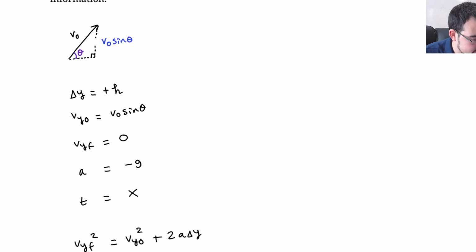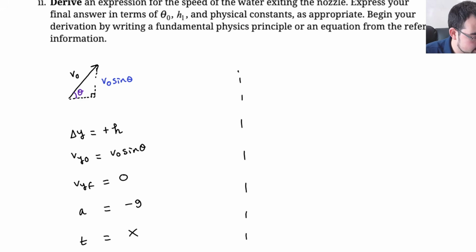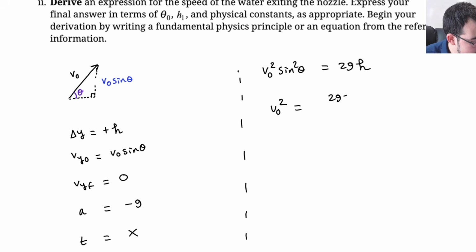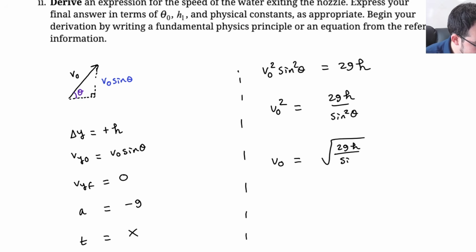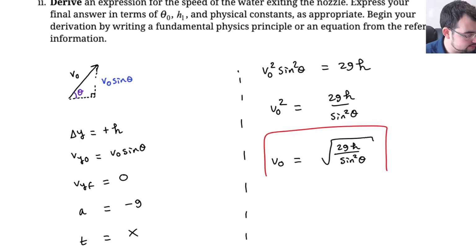Then we can bring that up and simplify. And we'd get v0 squared sine squared theta equals 2gh. Divide both sides by sine squared theta, and take a square root. You can definitely simplify this, but I'll just keep it in this form.